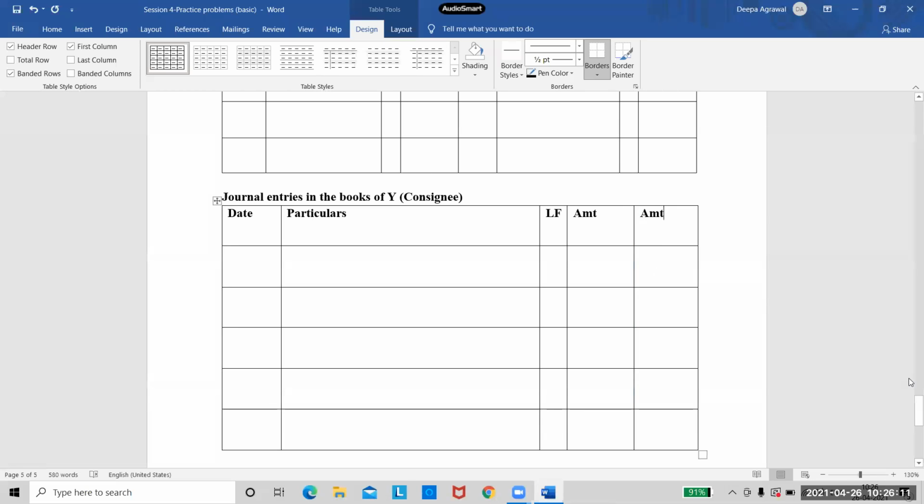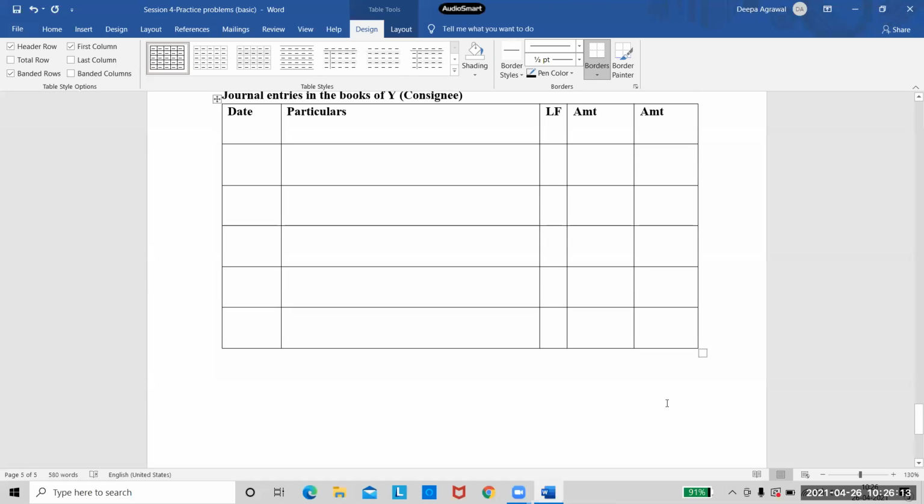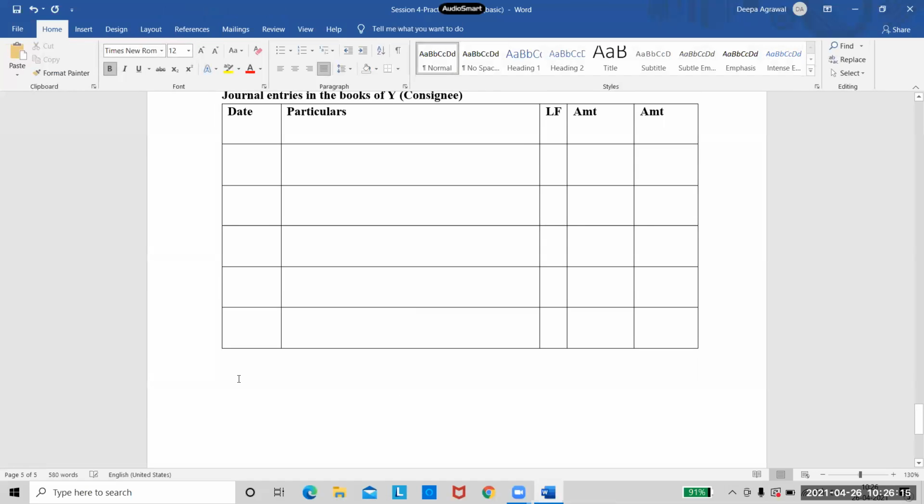Do I start with the journal entries? Or if you're drawing the pro forma, I'll wait. Yes, ma'am, we can start. I'm also putting my next heading, ledger accounts in the books of Y, who is the consignee. So journal entries, and how many ledger accounts does the consignee prepare? Only one account, which is the consignor's account.